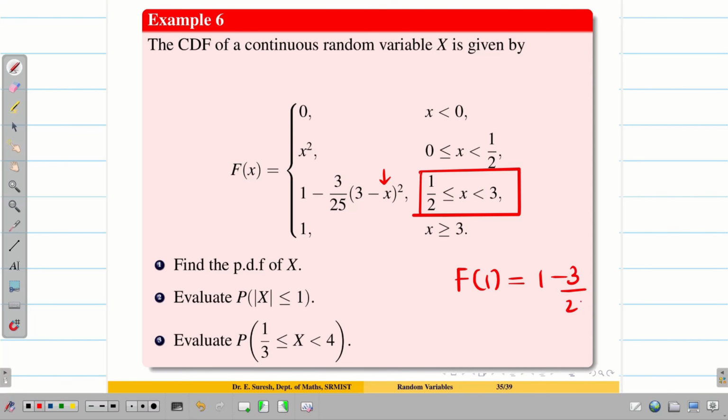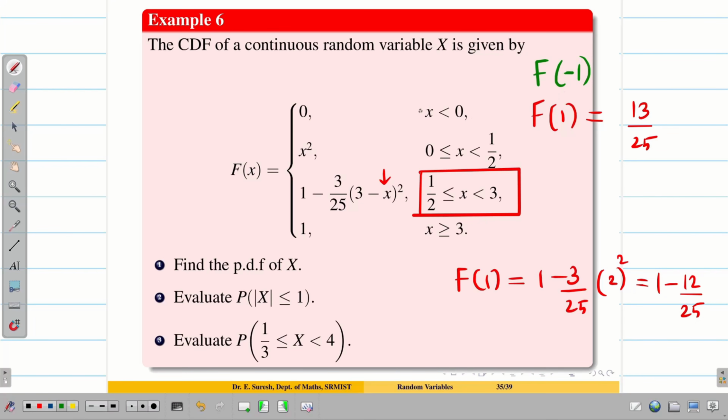1 minus 3 by 25 times 3 minus 1, which is 2, whole square. So 1 minus 4 threes are 12 divided by 25. Simplifying this, we get F of 1 is 13 by 25. And the next one is F of minus 1. So minus 1 is less than 0. Therefore, from the question, we found F of minus 1 is simply 0.